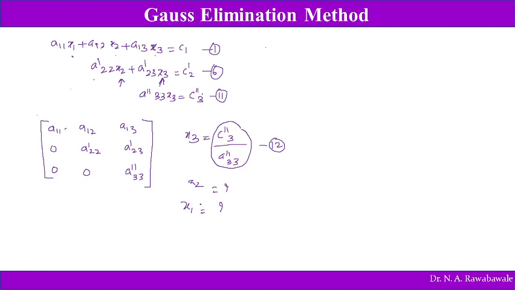Now let us see one numerical to make this clear. In the next class we will look at this numerical, so for today this much is sufficient. This is how we use the Gauss elimination method to find the unknowns of algebraic equations. Here we eliminate the lower triangle, therefore we call it the Gauss elimination method. Thank you.